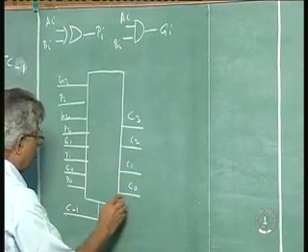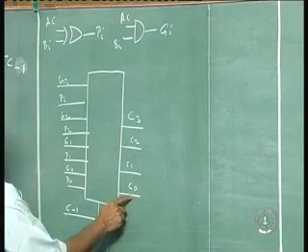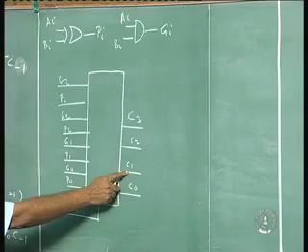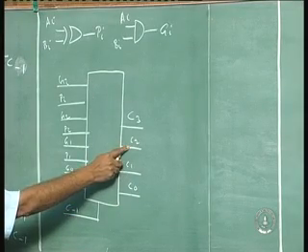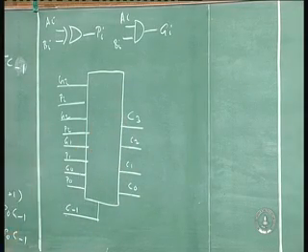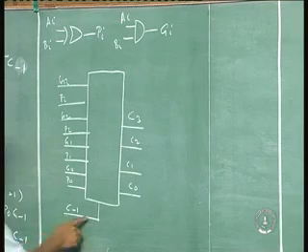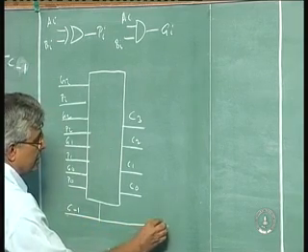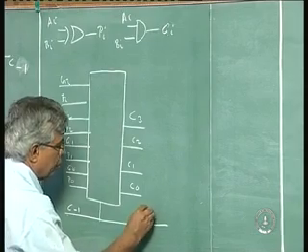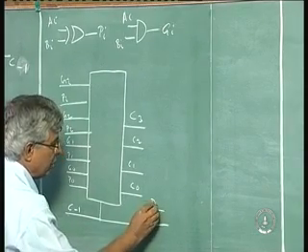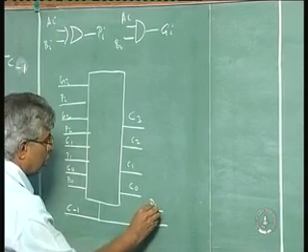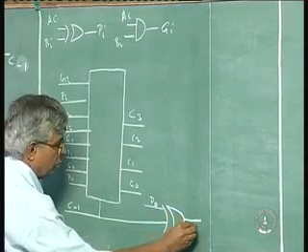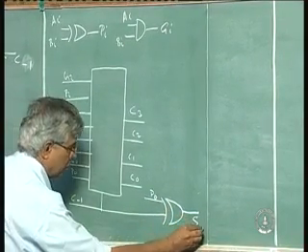C0 is the carry input to the second stage, then the carry input to the third stage, the carry input to the fourth stage, the carry input to the output. So this C minus 1 is not required, but if you want that C minus 1, it is P0 exclusive OR C minus 1, and this gives you my S0.